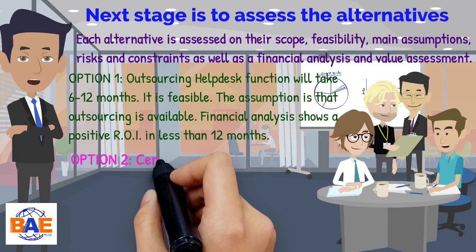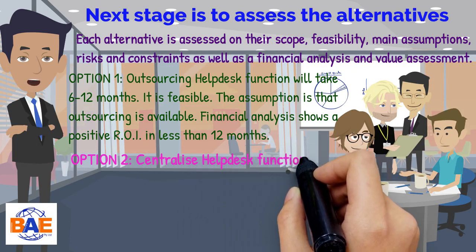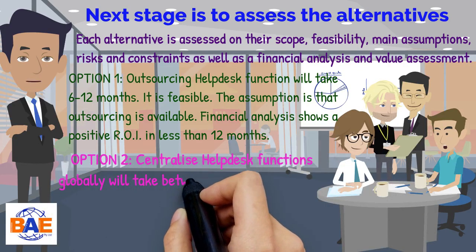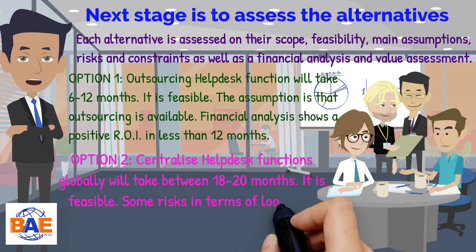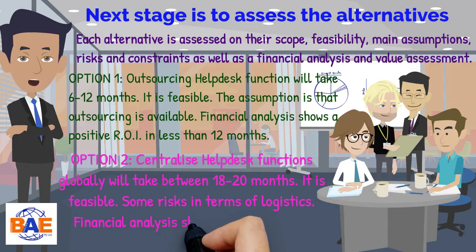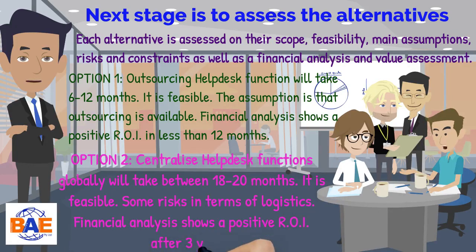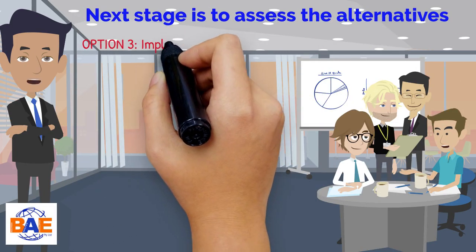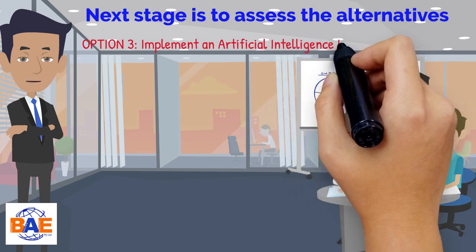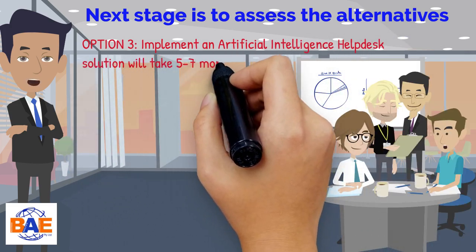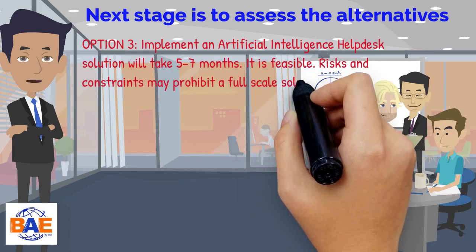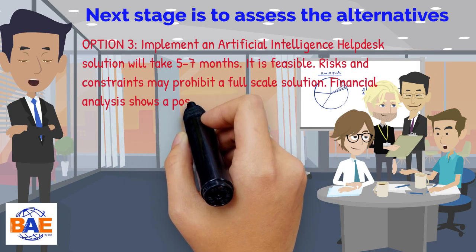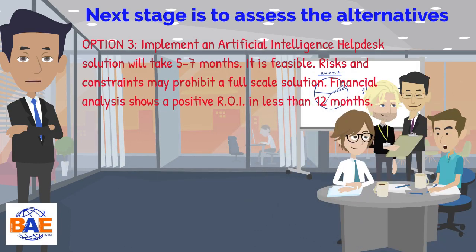For option 2, to centralize the help desk functions globally may take approximately 18 to 20 months. It is a feasible option. We are flagging some risks in terms of logistics, and financial analysis also shows a positive return on investment, but this will only occur after 3 years. And for option 3, to implement an artificial intelligence help desk solution may only take 5 to 7 months and is also a feasible option, although the risks and constraints identified may prohibit a full-scale solution. The financial analysis yielded a positive return on investment in less than 12 months.